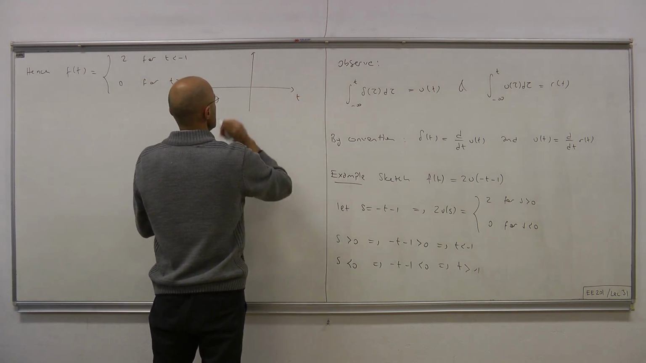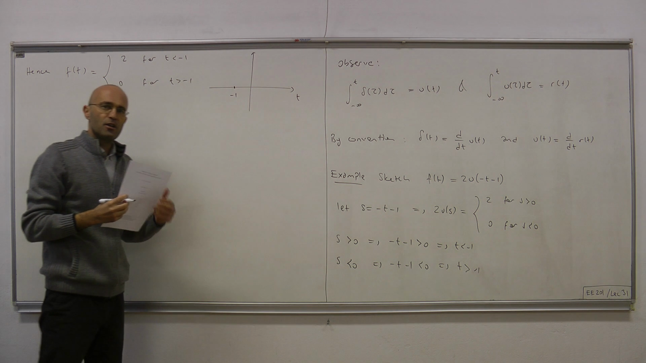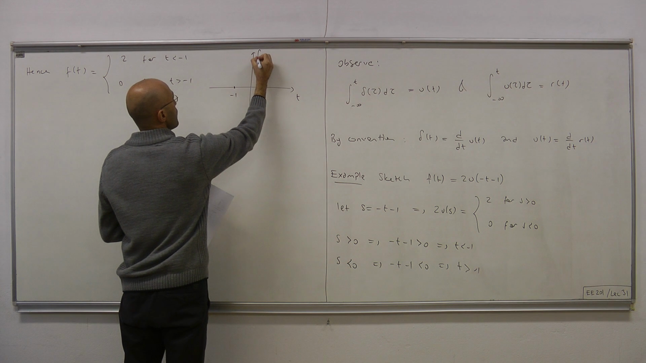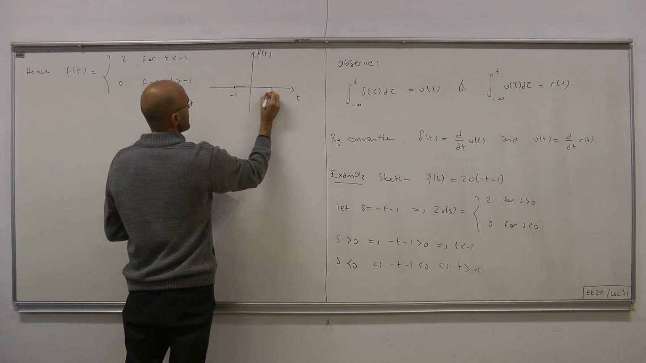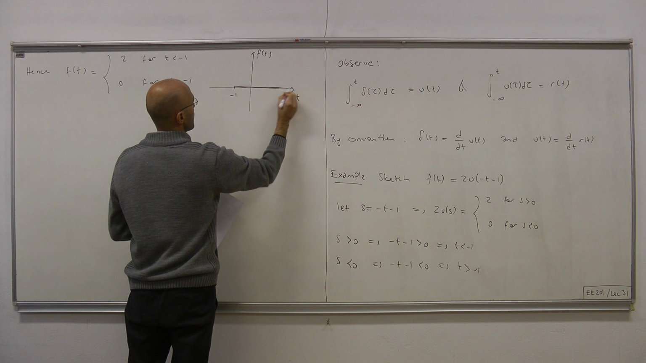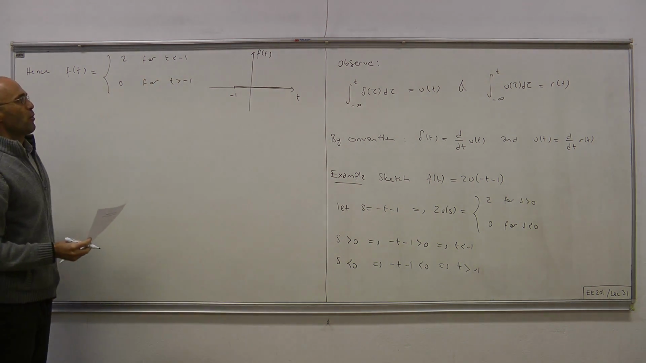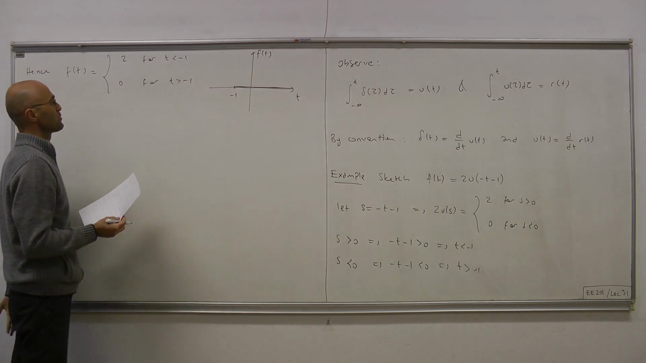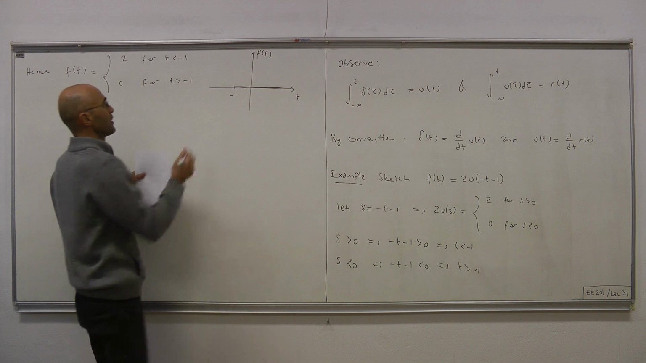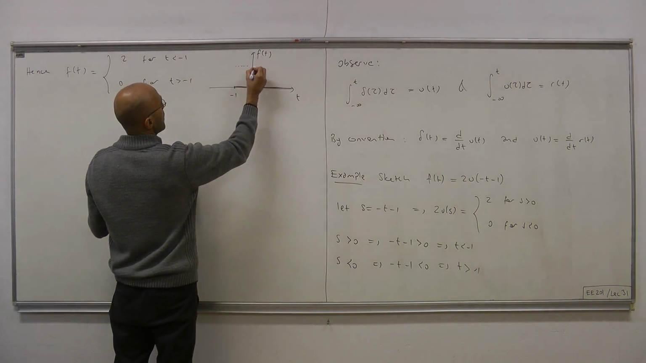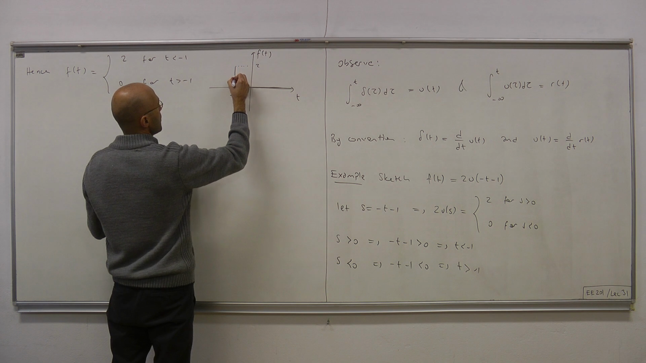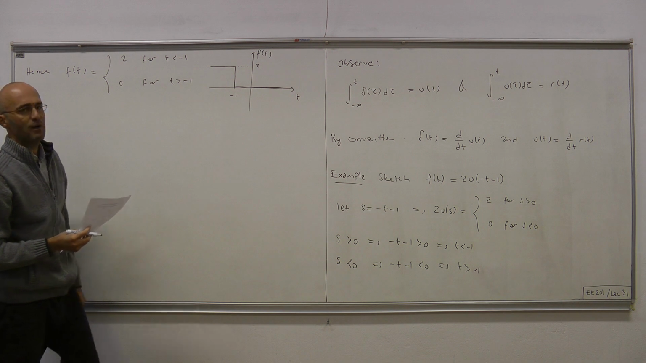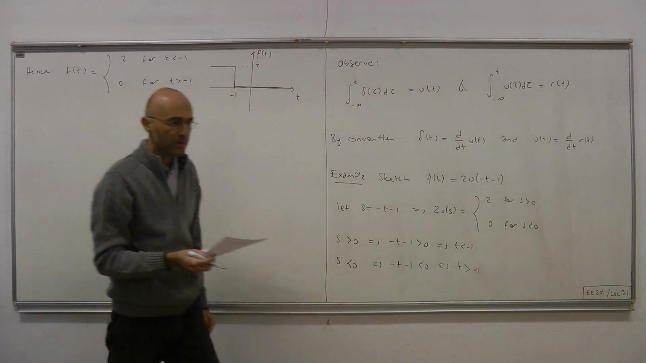And how it looks is here, t, this is where things change, okay, minus 1. For t larger than minus 1, f of t is 0. Okay, so it's 0 throughout all those points here. And at t equals minus 1, it jumps to magnitude 2. Okay, so when t is less than minus 1, its value is 2. Okay.